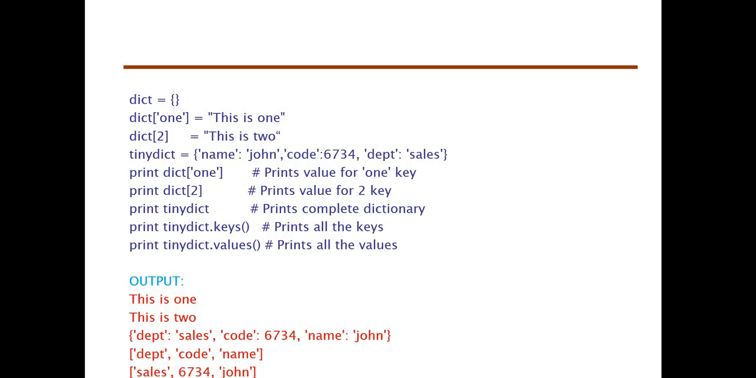If we take an example, like student is equal to curly brackets, name, we are just taking an example of Alice or any kind of comment, any kind of statement. This is one, this is two, and at last print some kind of value. So print all the values here. So this is the actual example of a Python dictionary. At last we got some outputs. This is one, this is two, department sales, code 6734, name John, department code name sales, and some kind of statements we are printing parallelly.